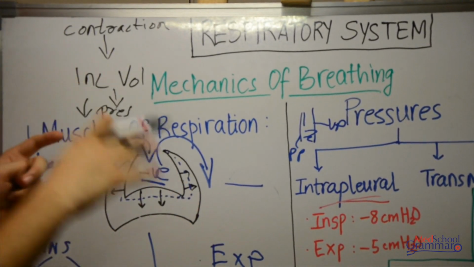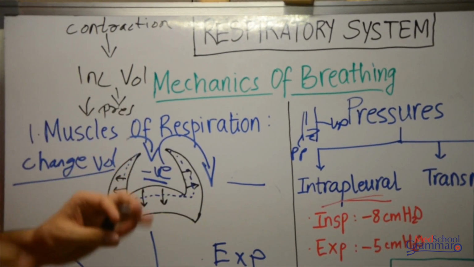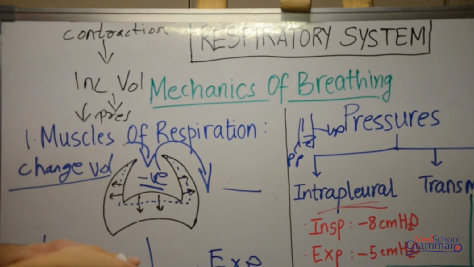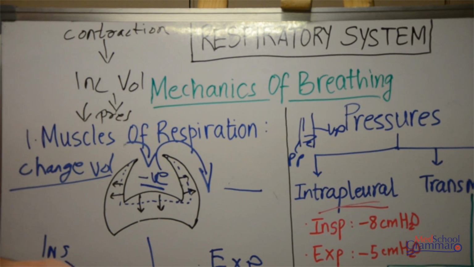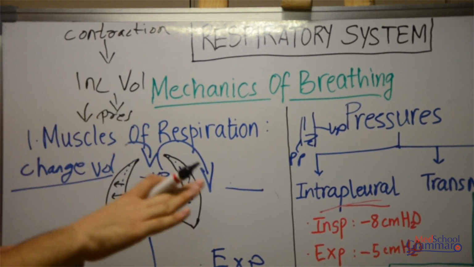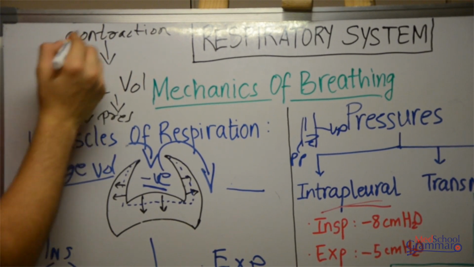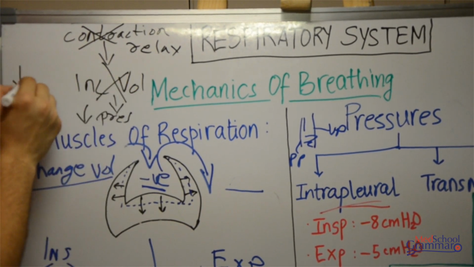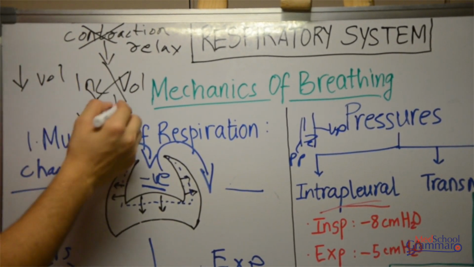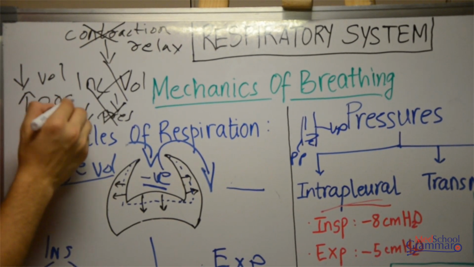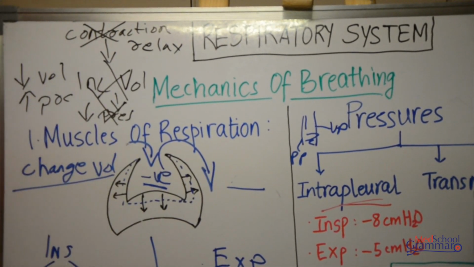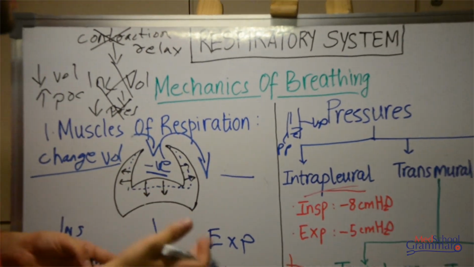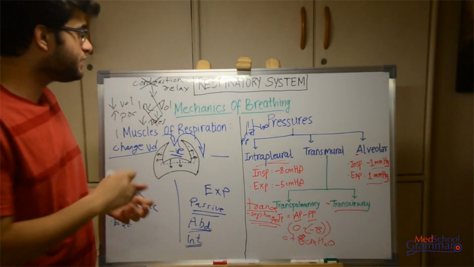This is the basics of inspiration. This is how normally inspiration takes place. If you want to do a forced inspiration, the other accessory muscles also take part and help you to inhale much more amount of air. Expiration is the exact opposite of this, where there is no contraction, there is relaxation. There is no increase in volume, there is decrease in volume. There is no decrease in pressure, there is increase in pressure. This increase in pressure pushes the air outside, and these are the various factors that help in the breathing. So this concludes the mechanics of breathing.